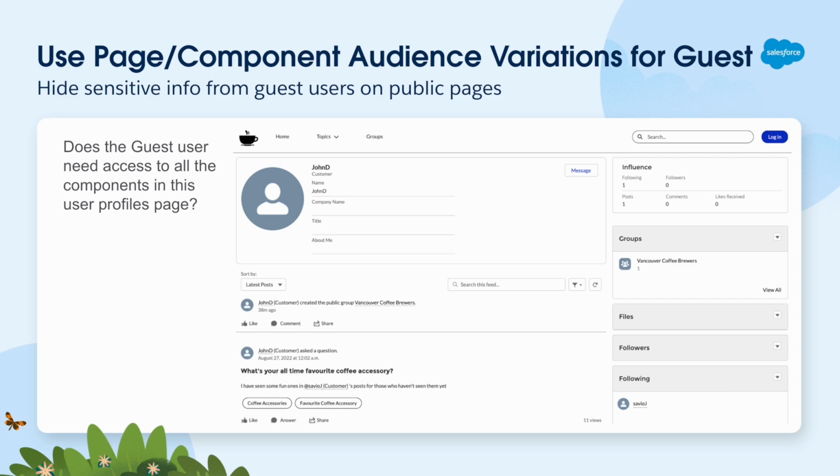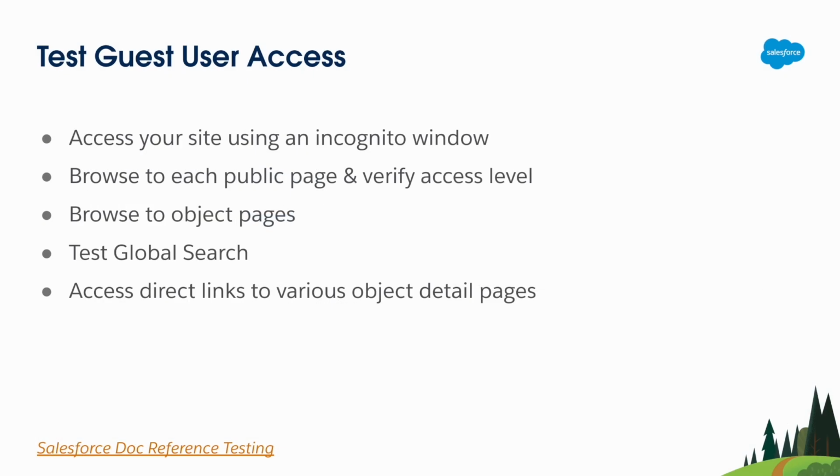Once you've established guest user access, it's equally important to dedicate some time towards testing. Open up your site in an incognito window, browse to the public and object pages and verify access. Perform a global search across various objects. That's one way to quickly identify overly broad access to records. Many of the data leak incidents I've encountered stem from some security misconfiguration related to the guest user access. So if there's one rule I hope you take away from the session, it's this: secure guest user access.